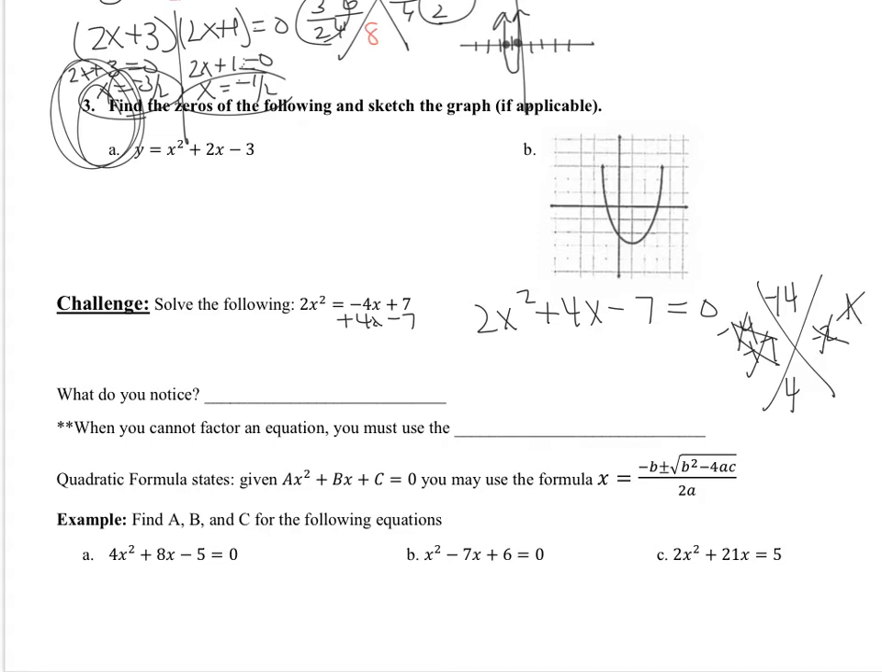So what do you notice? Can't factor. Ladies and gentlemen, my goal is to be able to solve for x. X must equal something. It makes no sense that I can't factor it. You would write unfactorable, but that's still not going to help me get x. That's my problem. So when you cannot factor an equation, you must use the quadratic formula.